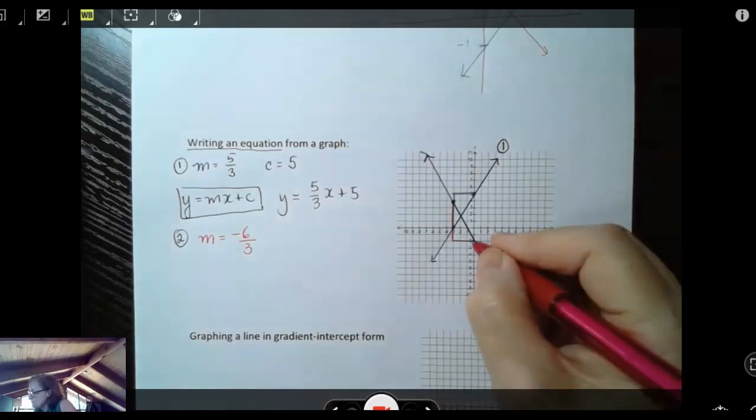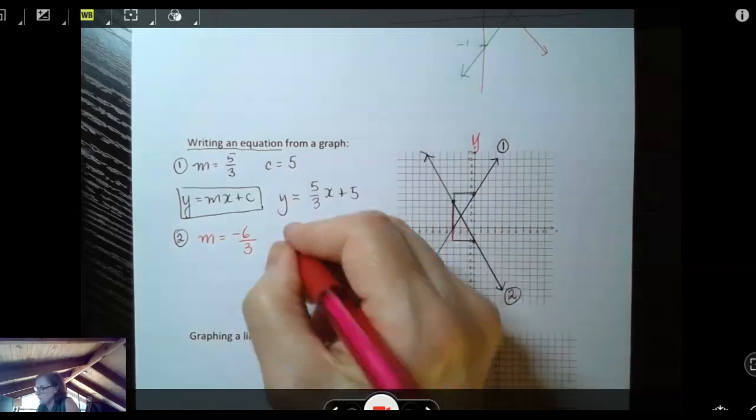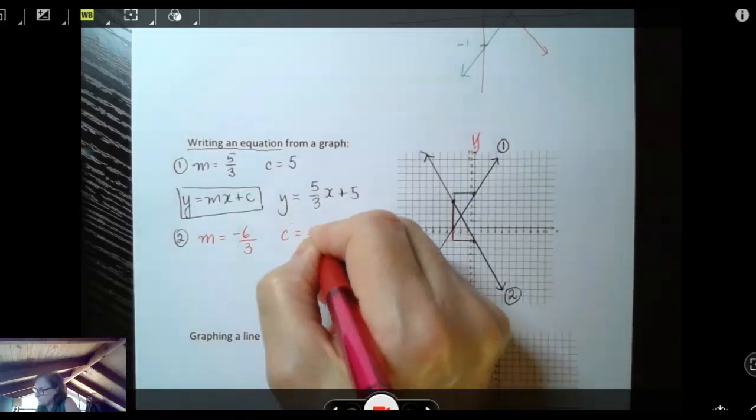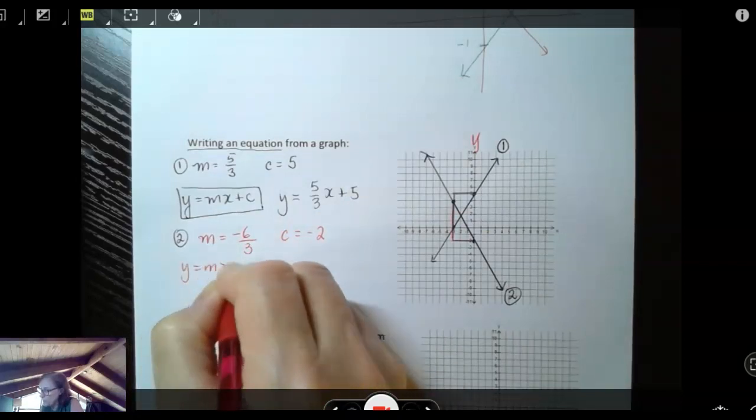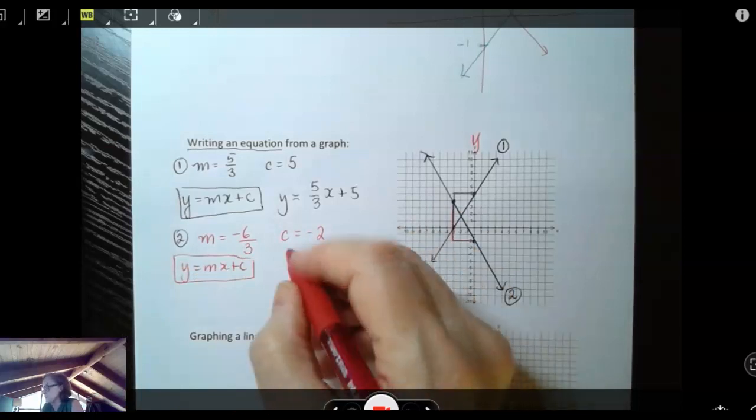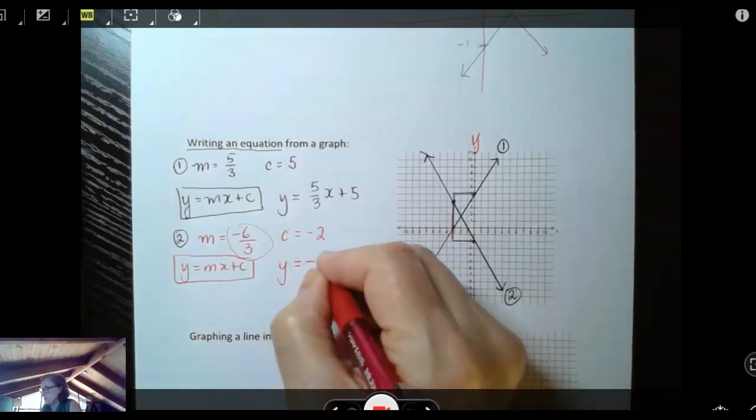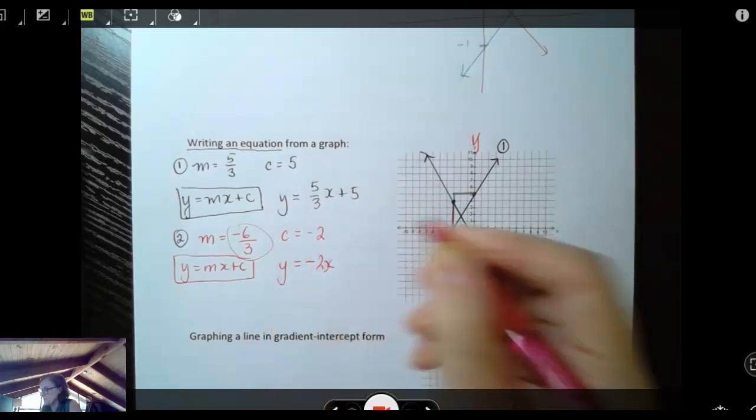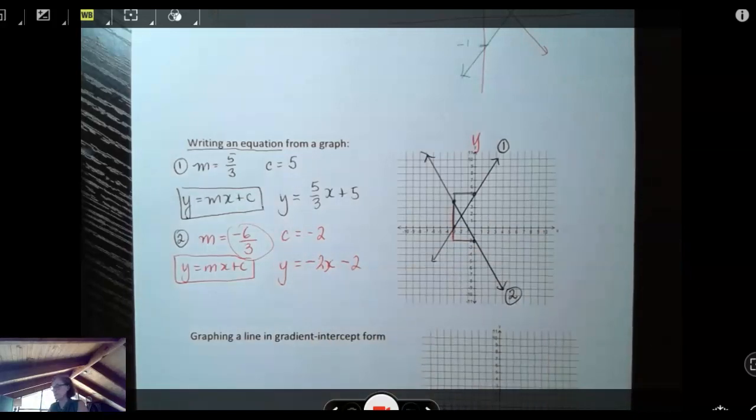And it goes through the y-axis at -2. So my equation is of the form y equals mx plus c. That's the form I'm going to use. There are other forms. We'll learn those. And it's y equals, well, I'm not going to write -6 on 3. I'm going to write -2x minus 2. Okay, so I think that's not bad. I think you can get that.